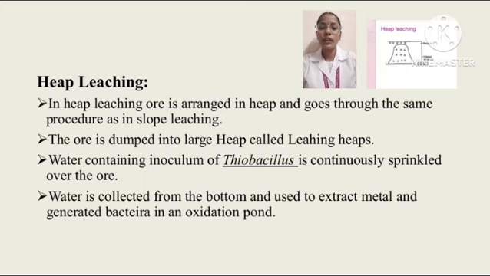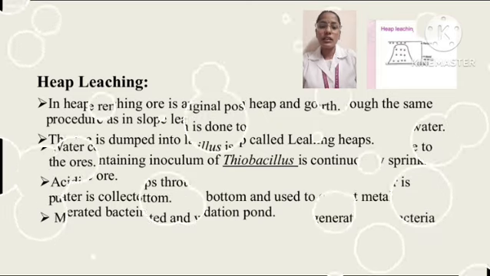Heap bioleaching. In heap bioleaching, the ores are arranged in heaps and go through the same procedure as slope bioleaching. The ores are dumped into large heaps called leaching heaps. Water containing an inoculum of Thiobacillus is continuously sprinkled over the ores. Water is collected from the bottom and used to extract the metal and regenerate bacteria as an oxidizing agent.